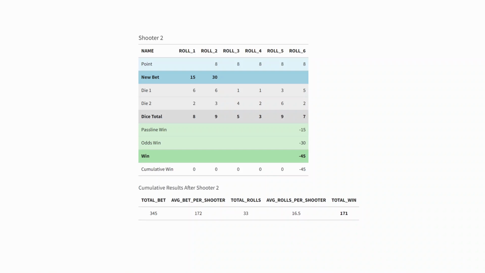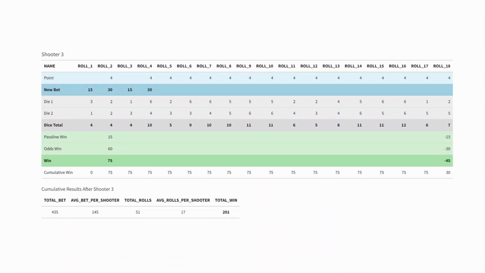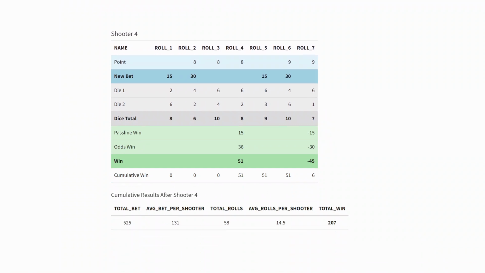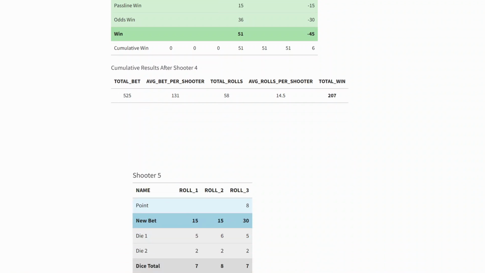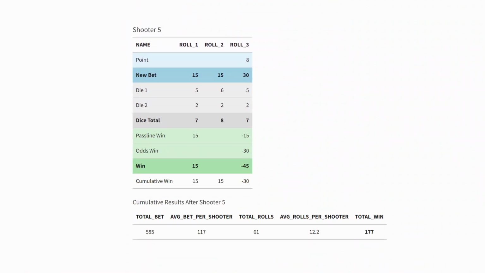Here they didn't win anything. They 7'd out. Shooter 3, they hit a point of 4, which is nice. And then 7'd out for a whole bunch of rolls. They set a second point of 4. So they set a 4 and then another 4 and then 7'd out. On shooter number 4, they hit a point of 8. They hit their first point and missed their second one. Shooter number 5, they hit the 7 on the come out roll. So they won the $15 and then had a 7 out right after that. So, lost them 45. So $30 was the cumulative loss on this shooter.